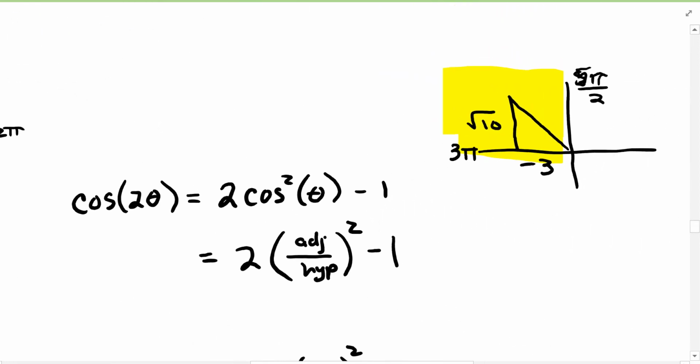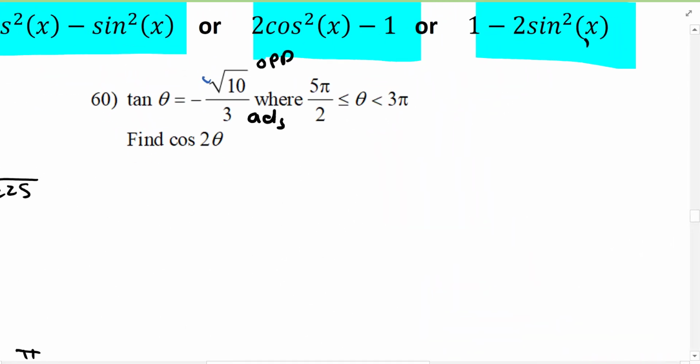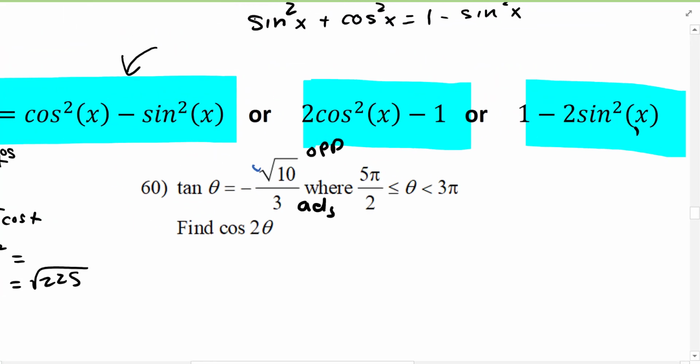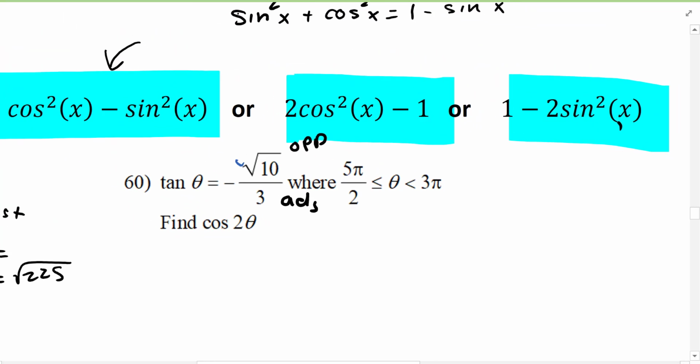So, and let's see. So here they give us some more information, and we need to find cosine of 2 theta. Well, they give us the tangent. Tangent, we know, is opposite over adjacent, and theta is between 3 pi, so it's gone all the way around the circle.